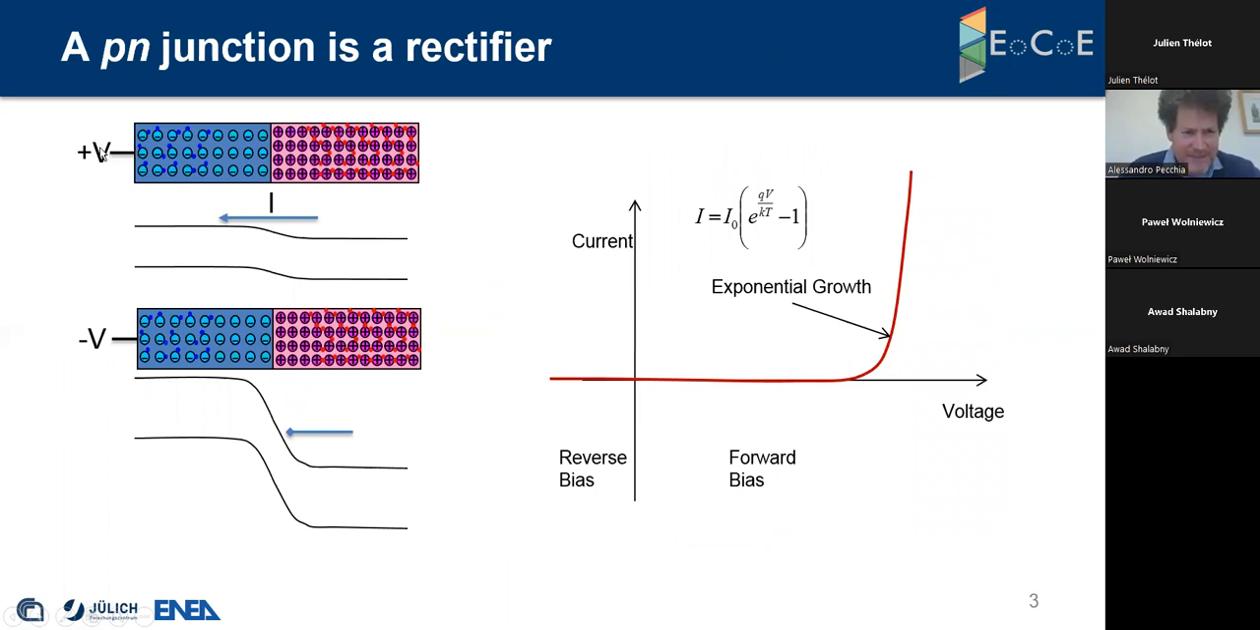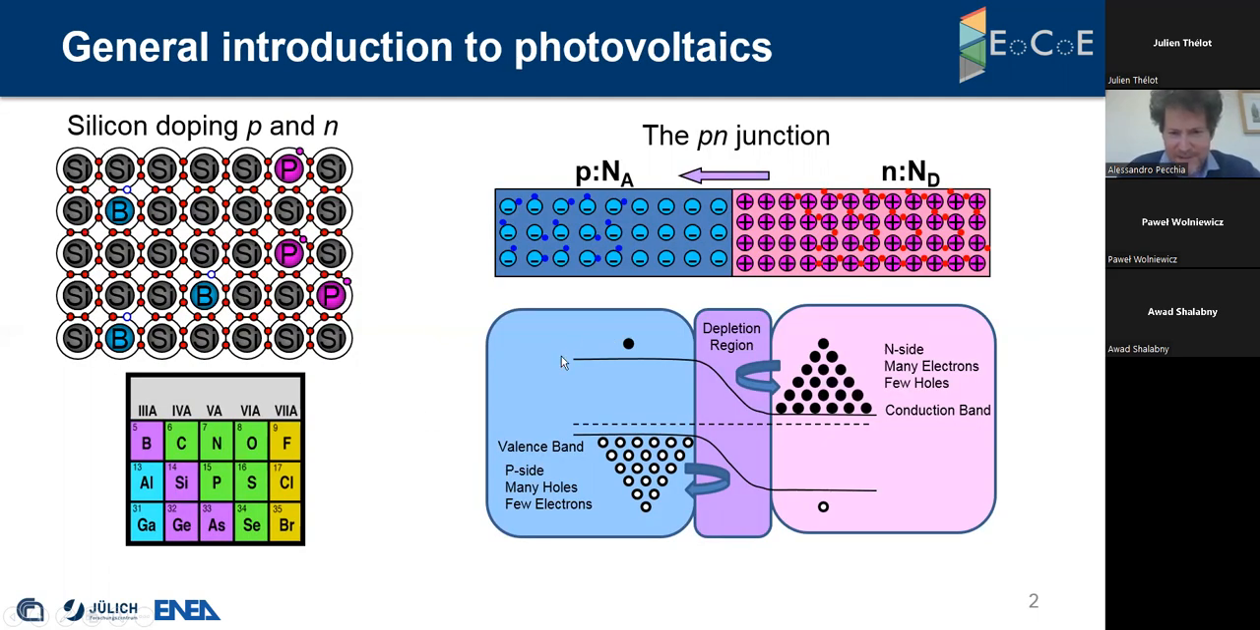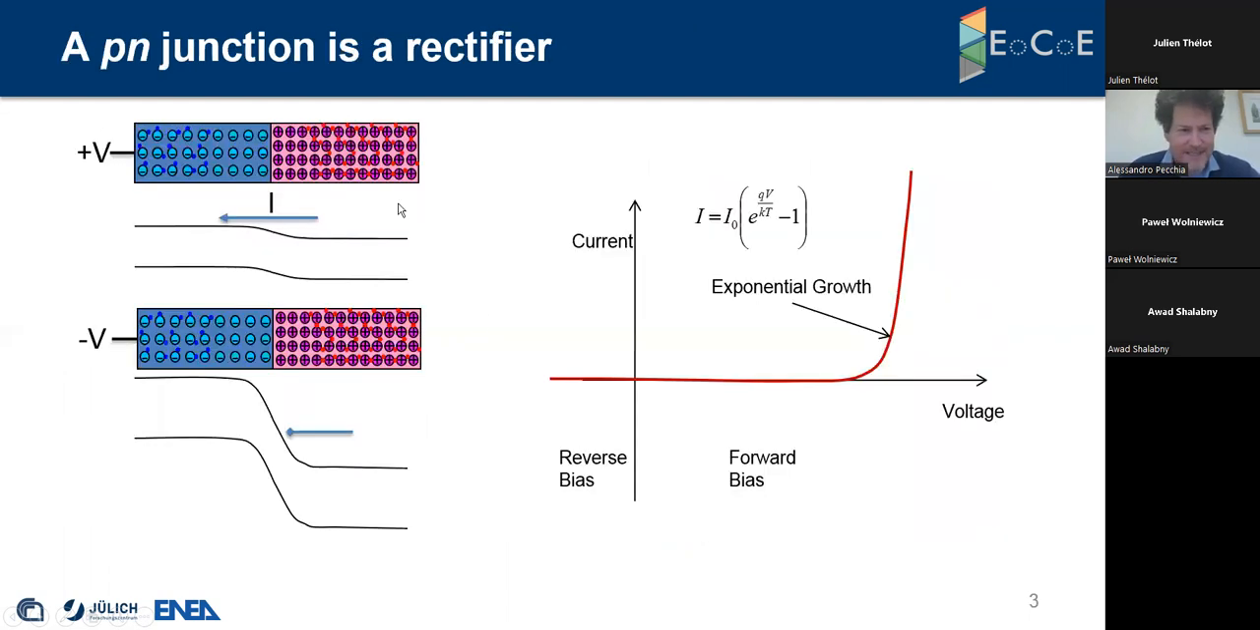If we apply a positive voltage on this side, for instance, yes, we have to play with the sign convention of the electrons. The electron has a negative sign. So an electron at a positive voltage has basically a negative energy, minus E times V. Whenever you apply a positive voltage, you drag down the energies, the bands.